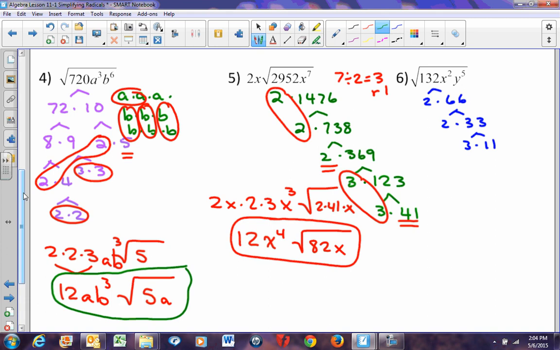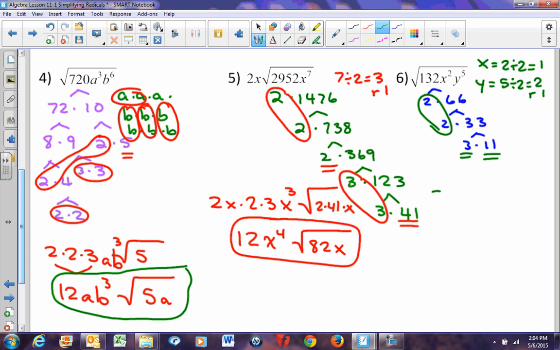Okay, so number-wise, I can take out a 2. The 3 and the 11 stay underneath. For my x's, I will have 2 divided by 2, which means I can take out 1. For my y's, I have 5 divided by 2, which is 2 remainder 1. So I can take out 1 x and 2 y's, and I have a y remaining.